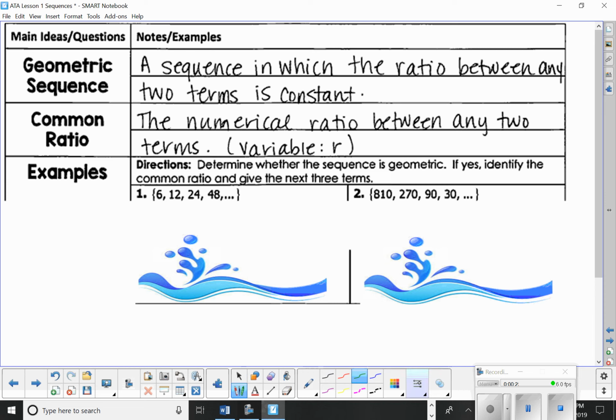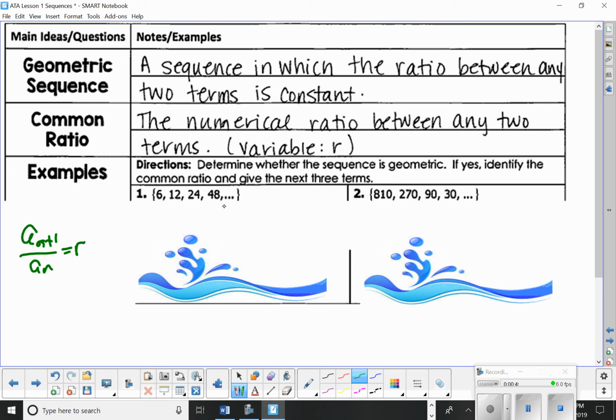you divide a sub n plus 1 by a sub n, and that will give you r. So when we look here, determine whether the sequence is geometric. If yes, identify the common ratio and give the next three terms.